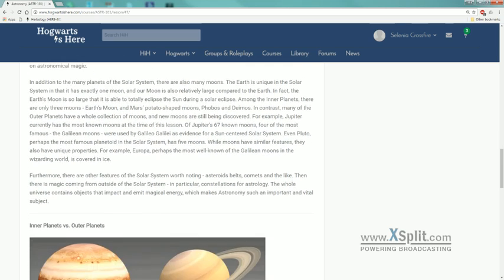In addition to the many planets of the solar system, there are also many moons. The Earth is unique in the solar system in that it has exactly 1 moon.